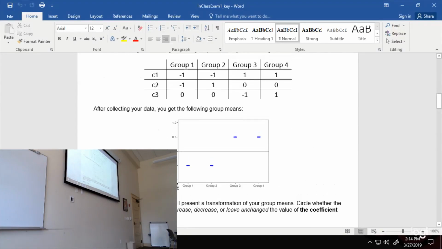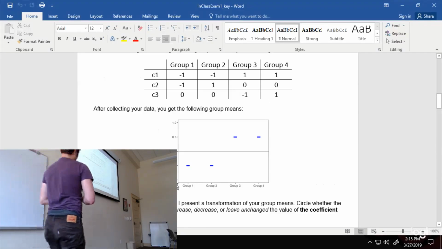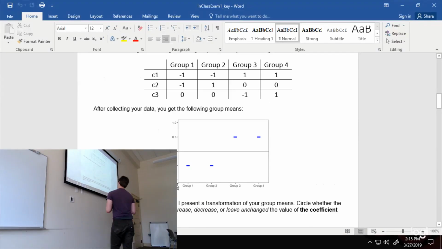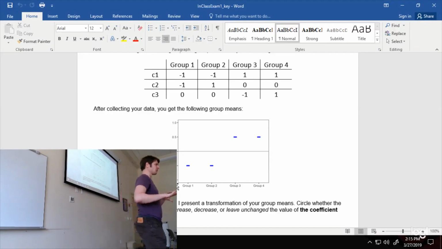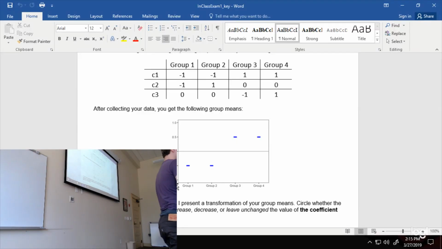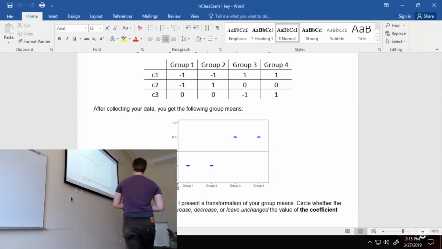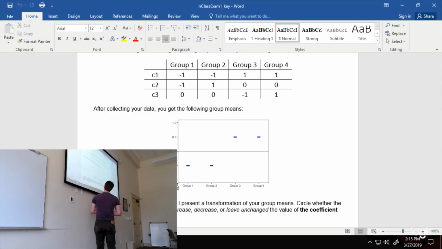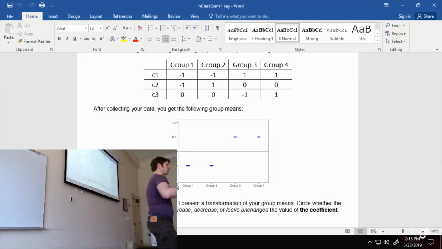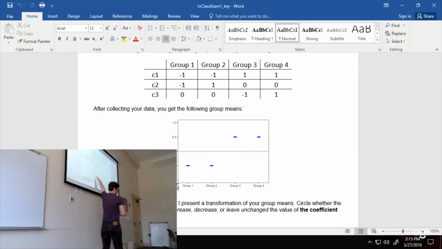Another issue that came up was on this problem. This was a tricky one, so I'm not surprised that some of you got it wrong. That's all right. Just one big picture idea to take away from this problem. You asked what happens if you modify some of these groups, so if you bring this one up and this one down. Well, that right there is modifying the residual contrast.